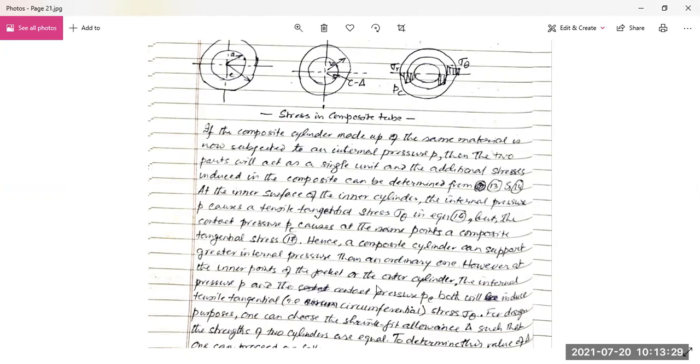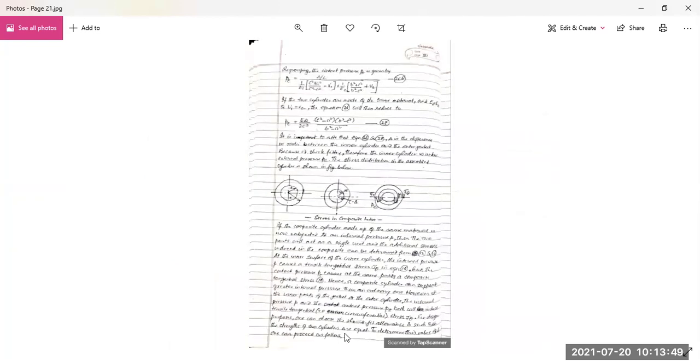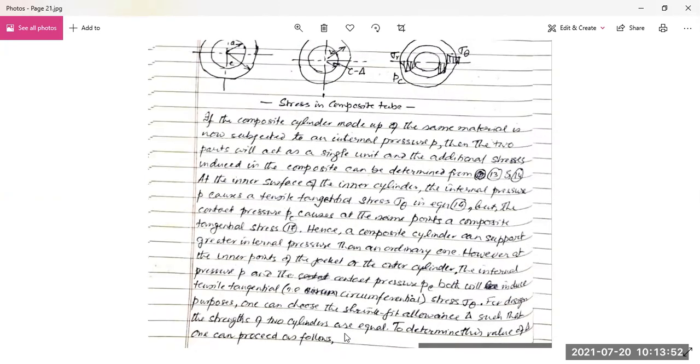Now, the internal pressure will induce tangential stress, as well as radial stress. And for design purposes, we can choose the shrinkage fit allowance such that the strength of the two cylinders is supposed to be equal. So we have to find out what will be the shrinkage allowance which makes the internal and external pressure effects equal, made by the contact pressure PC. So let us proceed as follows.